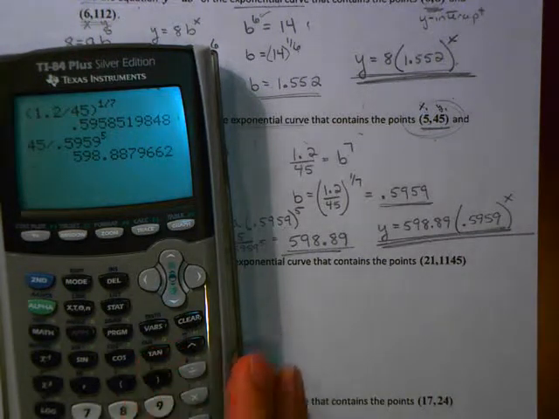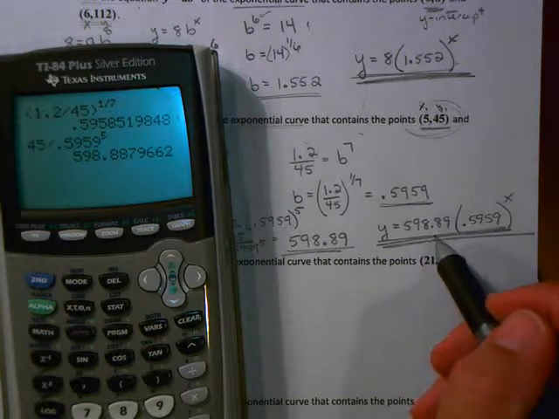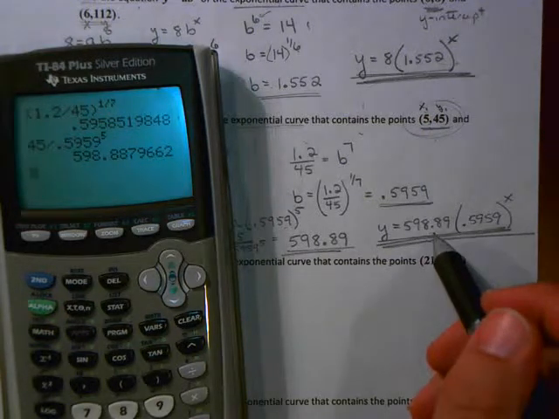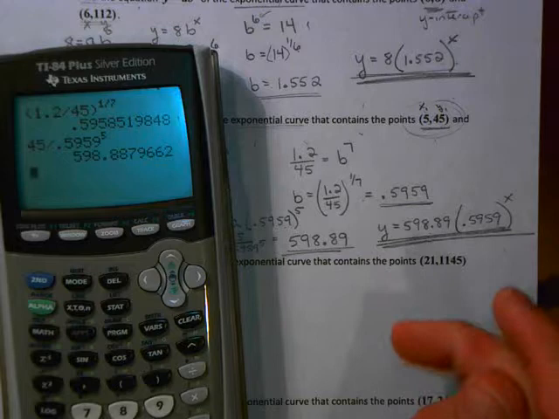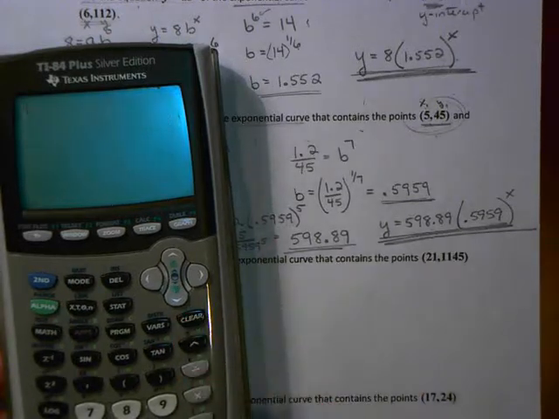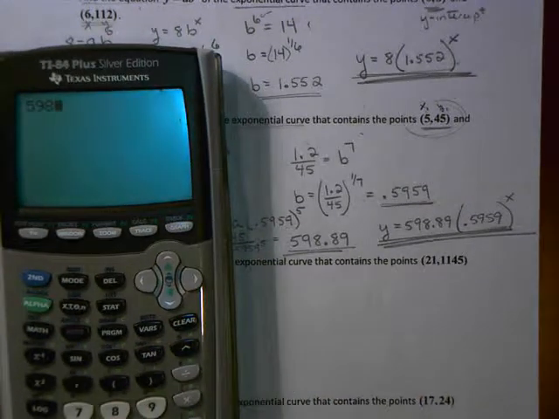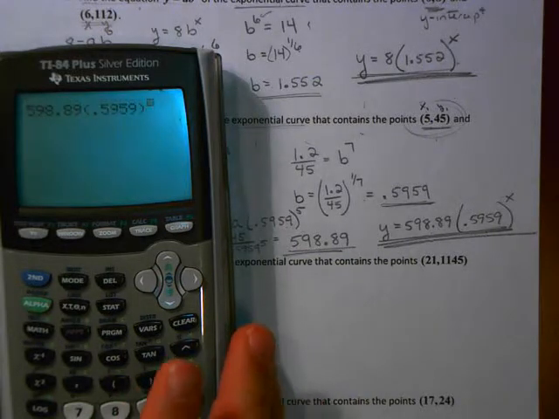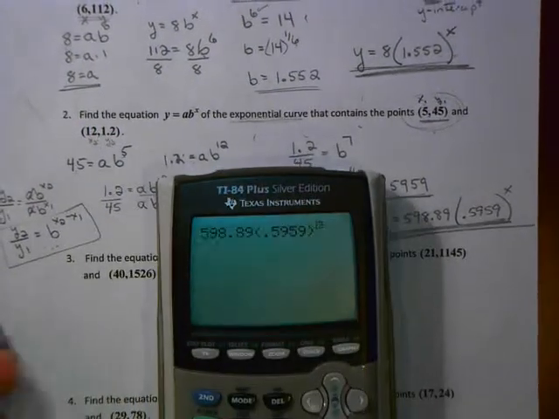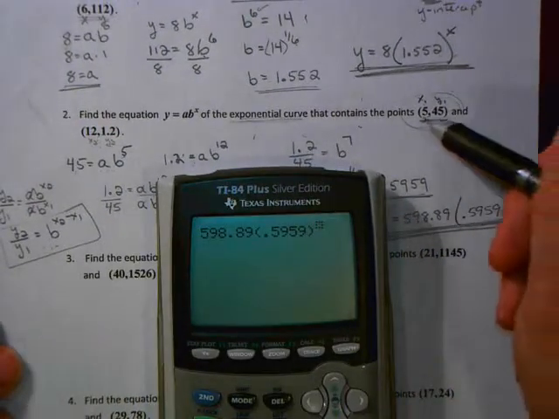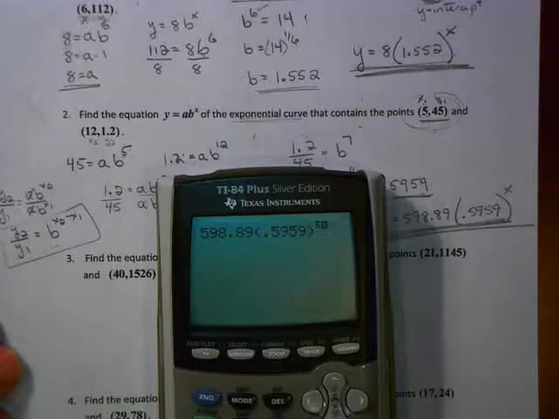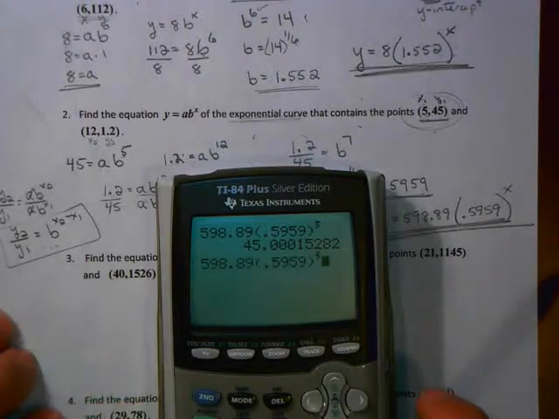Now again, this is rounded, and this is rounded, so we should be in the ballpark. It's not going to be exact, but we can see how close we are. 598.89 times 0.5959 raised. So now we can check this. If we raise it to the 5th, we should get something pretty close to 45. And I hit second enter.